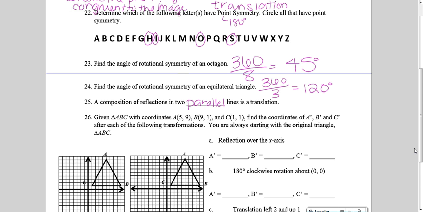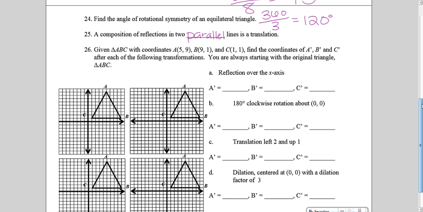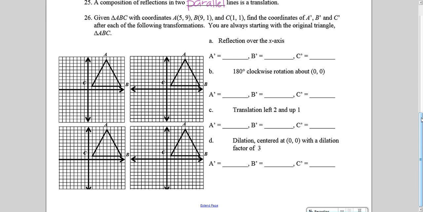All right, then we get to some actual rotations, reflections, translations, and dilations. We are always starting with these points. A is 5, 9, B is 9, 1, C is 1, 1. If I reflect it over the x-axis, just so you know, this is the same thing as saying y equals 0. That is this line right here.